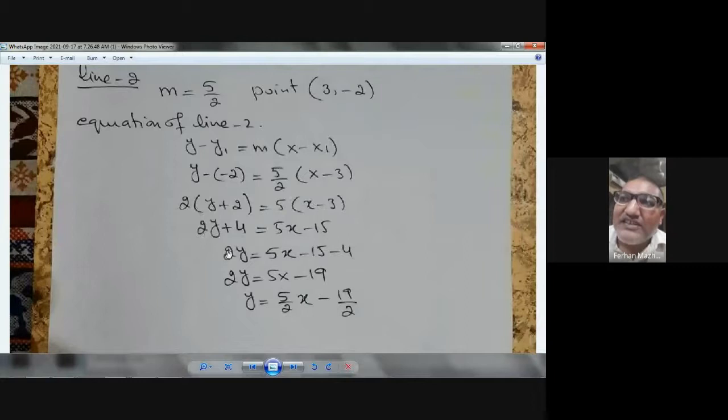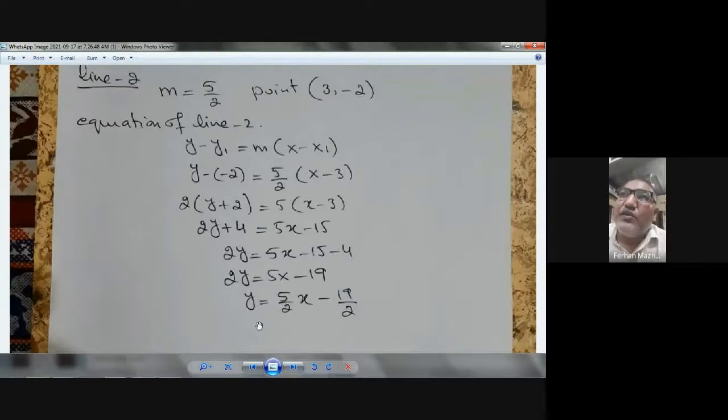So I will make 2y alone. That positive 4 will go to the other side, where it will subtract. So you will have 2y equals 5x minus 15 minus 4, which is minus 19. This 2 multiplying with y, when you take it to the other side, will divide. Because there are two terms, it will divide both the terms. So on the other side, you will have y equals 5 by 2 x minus 19 by 2.